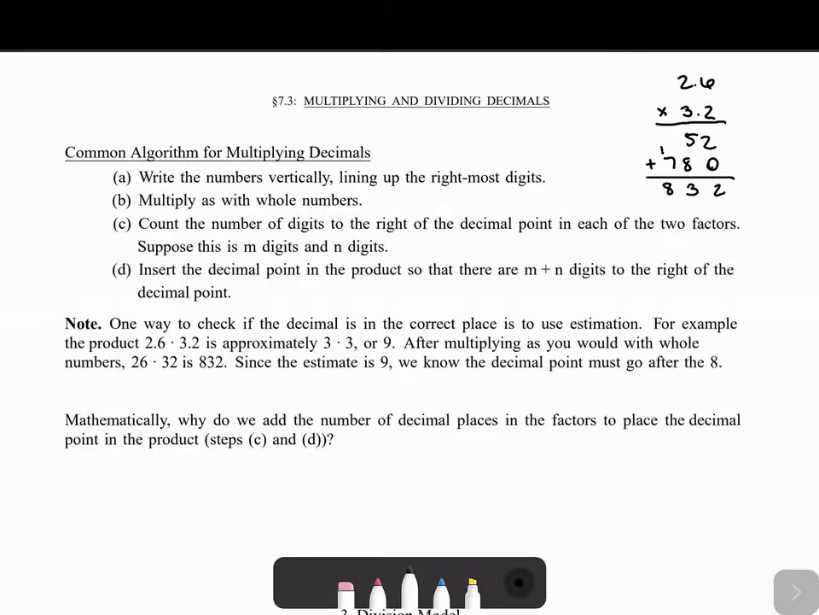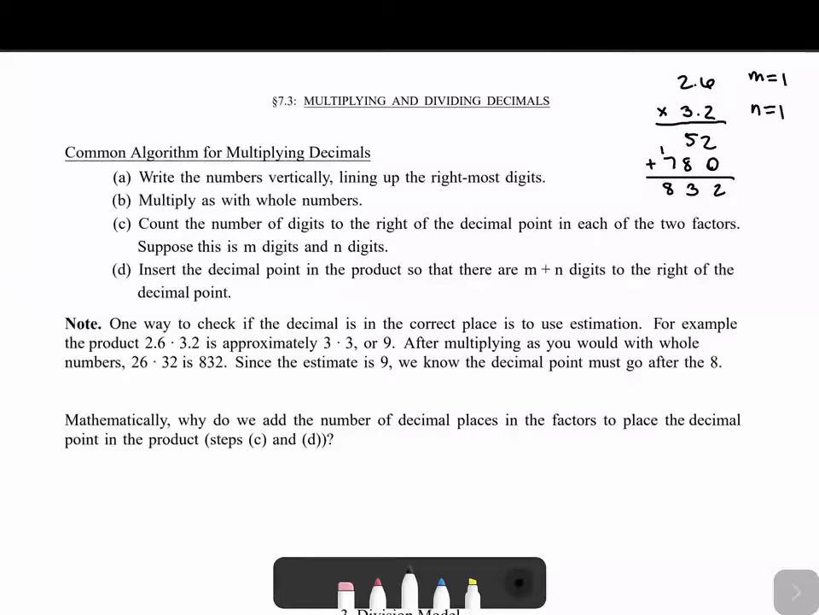Then we count the number of digits to the right of the decimal point in each of the two factors. Suppose this is m and n digits. So for 2.6, m equals 1. We have one digit to the right of the decimal point, and for 3.2, n equals 1, because 2 is the only digit to the right of the decimal point.